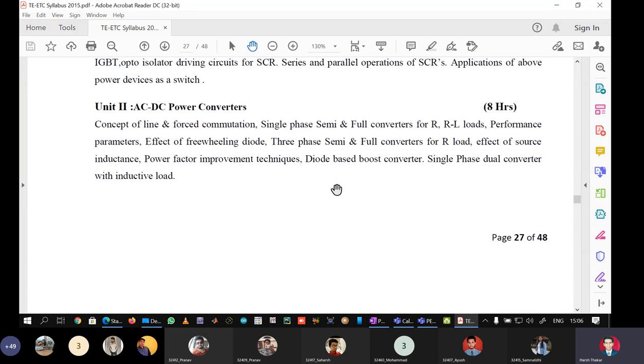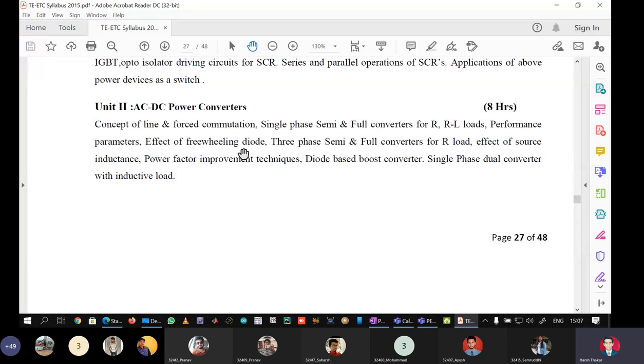So if you carefully see, this particular unit consists of some basic concepts, and it contains the remaining two sections, one section for single phase and the next section for three phase. As far as concepts are concerned, the first topics in this unit are the concept of line and forced commutations, performance parameters, effect of FWD, and effect of source inductance. These are the basic concepts for converters.